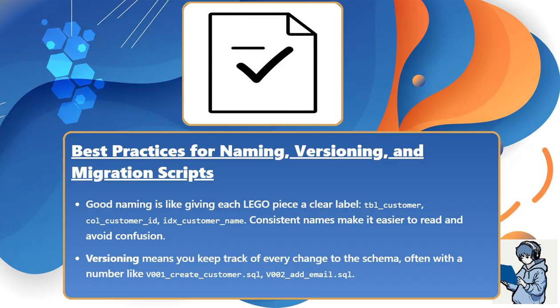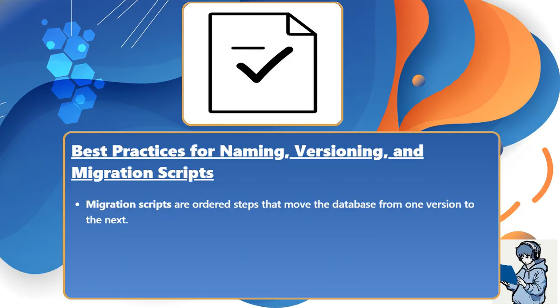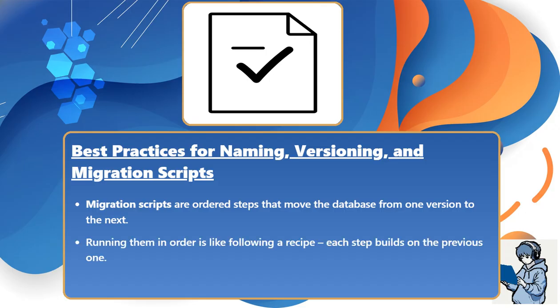Versioning means you keep track of every change to the schema, often with a number like V001_create_customer.sql, V002_add_email.sql. Migration scripts are ordered steps that move the database from one version to the next. Running them in order is like following a recipe, each step builds on the previous one.